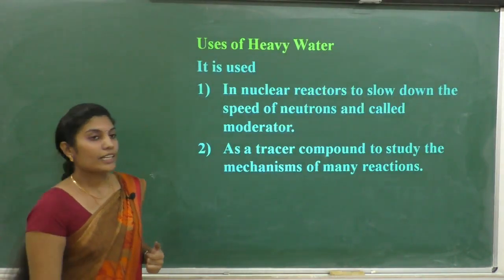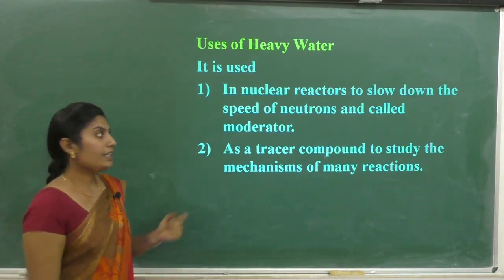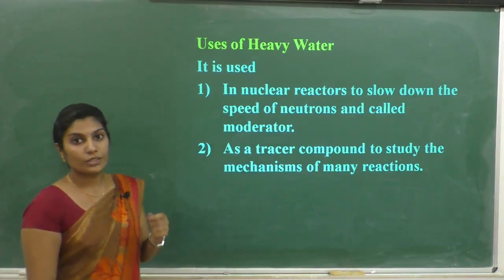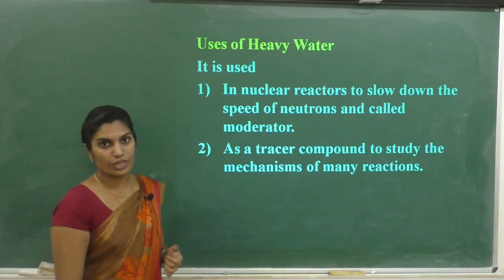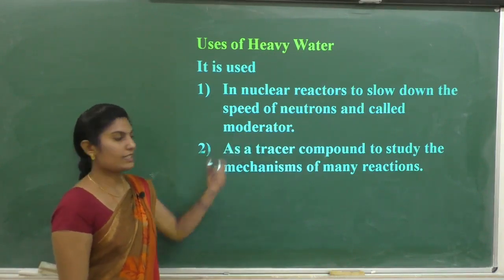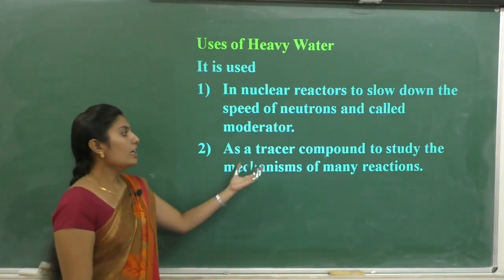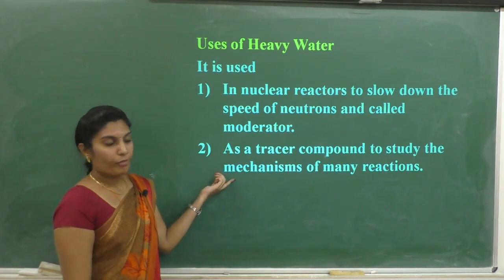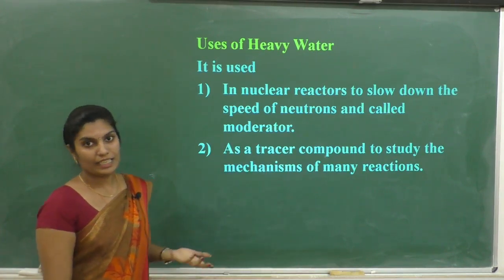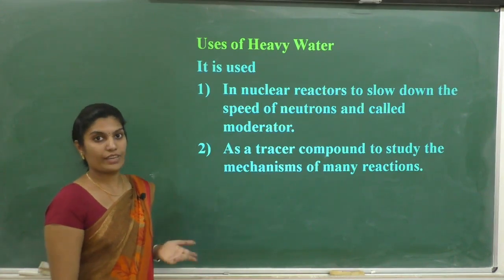Next, coming to the uses of heavy water. It is used in nuclear reactors to slow down the speed of neutrons and is called a moderator. And traces of it are used in the study of the mechanism of many reactions. These are the uses of heavy water.